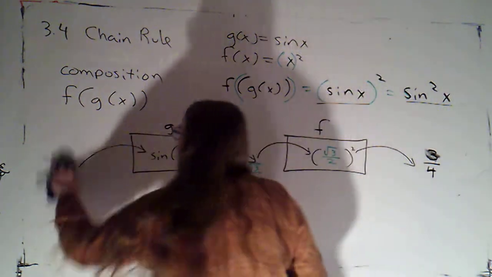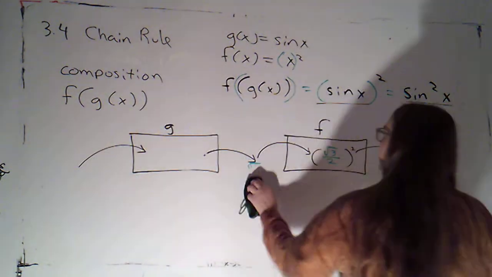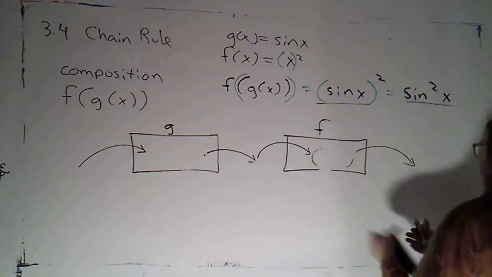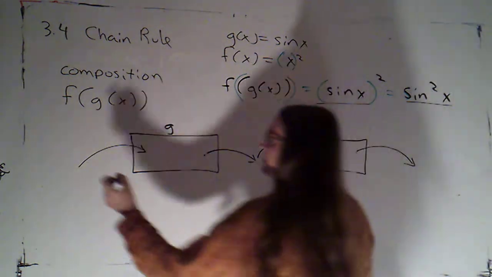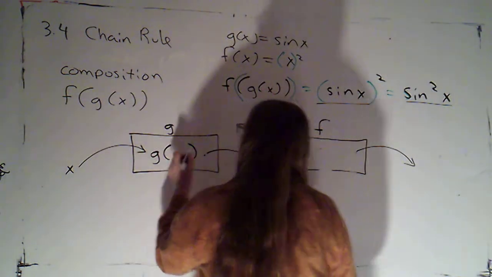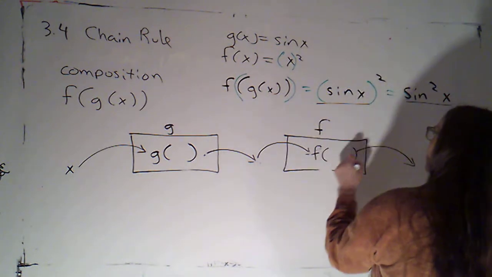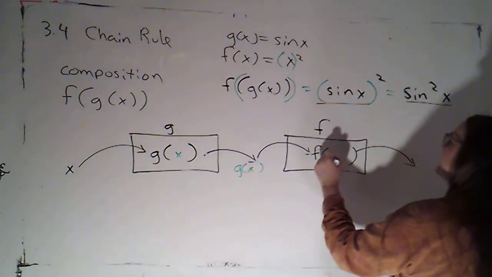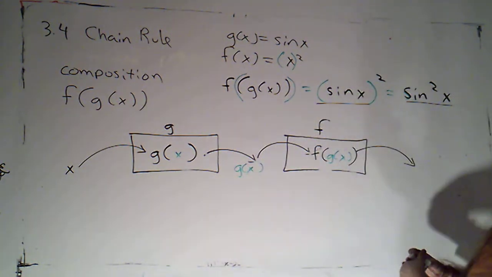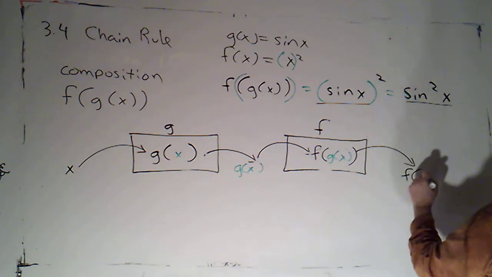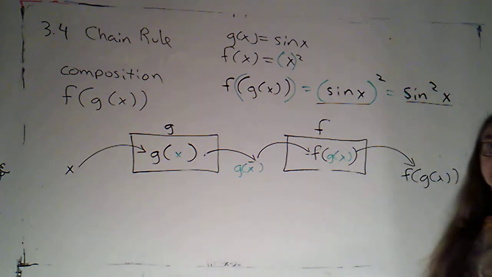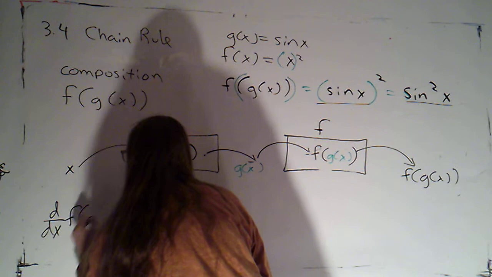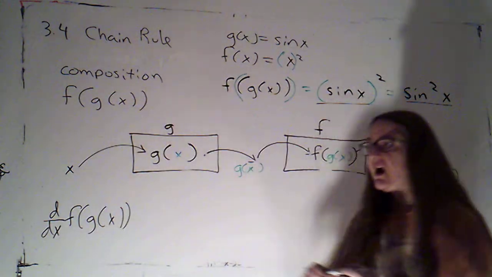So I'm going to go back to just sort of a generic picture. We'll come back to this particular example in a moment. But with a function composition, I would take x, I would plug that into g. What that spits out then is g of x, and that becomes my input to f, so that the ultimate output is f of g of x. And what we're trying to figure out now is how to take the derivative of f of g of x.